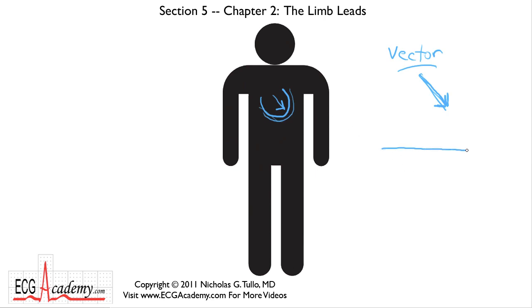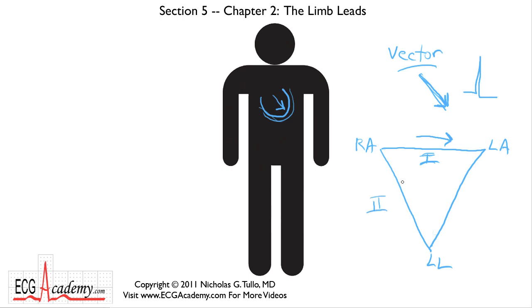Well, we talked about Einthoven's triangle, and Einthoven decided that he was going to use the right arm, the left arm, and the left leg to create this electrocardiographic view of the heart. Remember that lead 1 is moving, anything that moves from the right arm to the left arm will be in lead 1 will appear to be upright in the cardiogram.